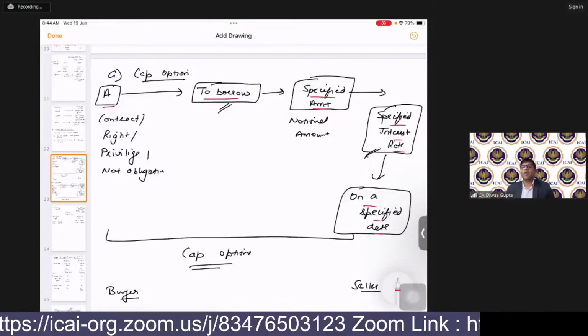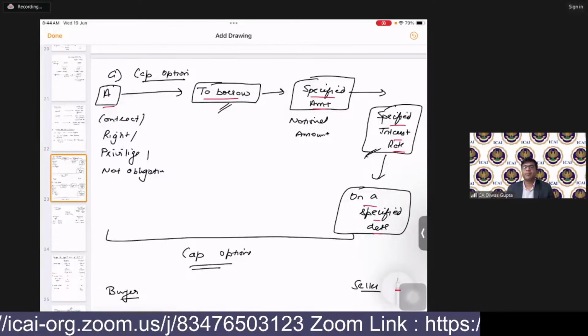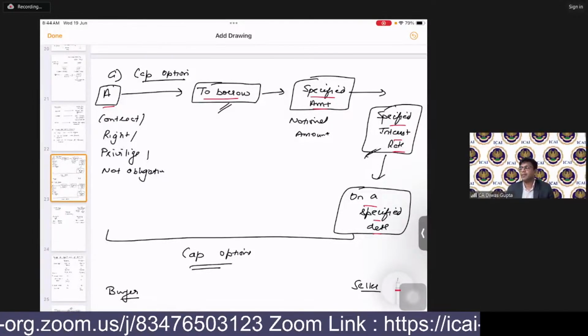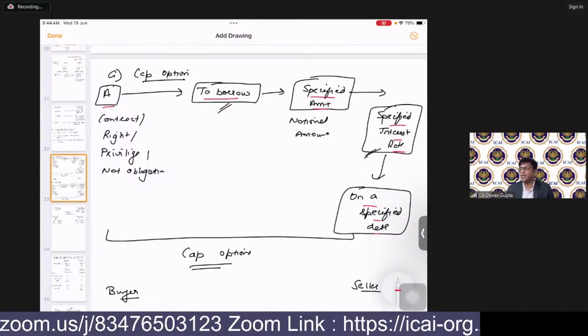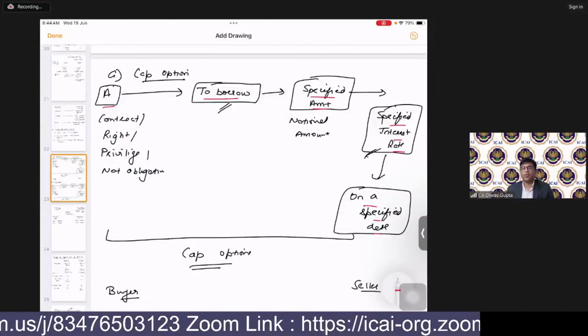So the reason why it is called a cap option, students, is, yes, I've got one answer from Munish. Nice. It's a fixed amount.